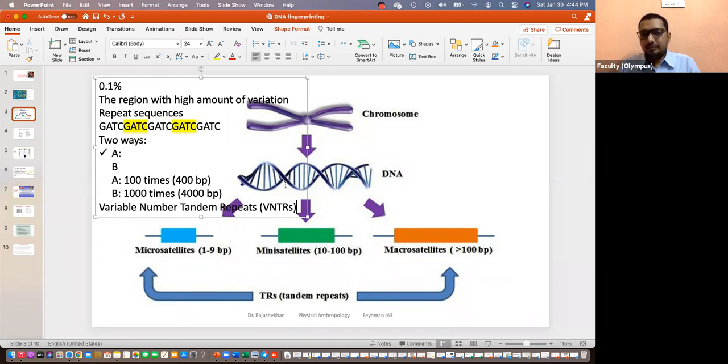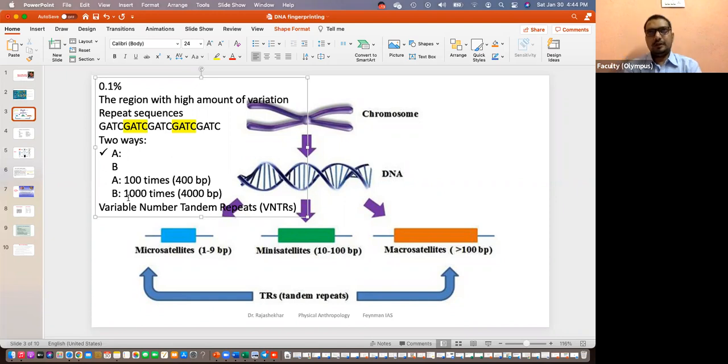So, did you understand the meaning of it? Variable number tandem repeats. Tandem repeats are there, but the number of repeats is different. That is what I've explained to you here between A and B. And if you are writing about this technique, mention variable number tandem repeats in the principle. So, I'm repeating what I've explained so far. See if you missed anything here.